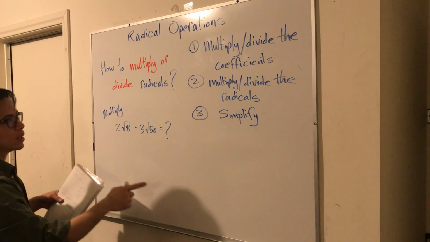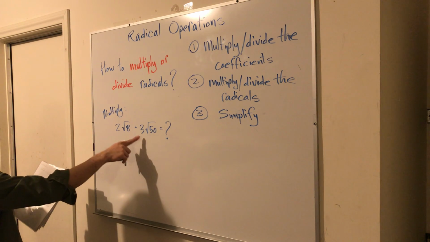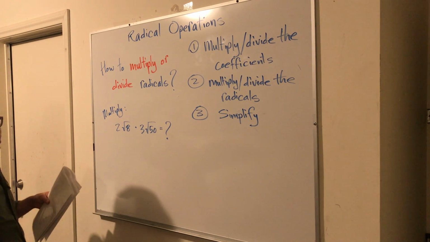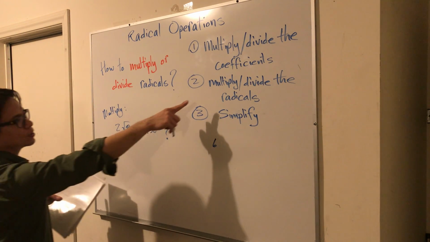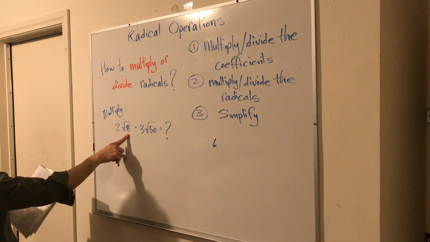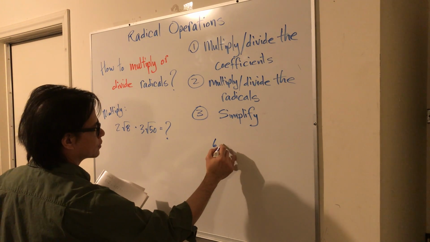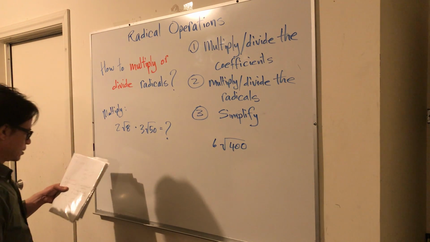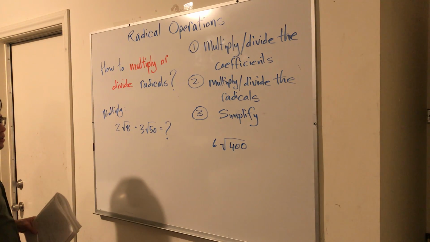So let's go with step 1 first. Multiply the coefficients. Remember, a coefficient is a number in front of your radicals. So let's take 2 times 3, 6. Step 2, we're going to multiply the radicals. So 8 times 50. Whatever you get there, I'm guessing it's like 400. Okay. Step 3, simplify if necessary.